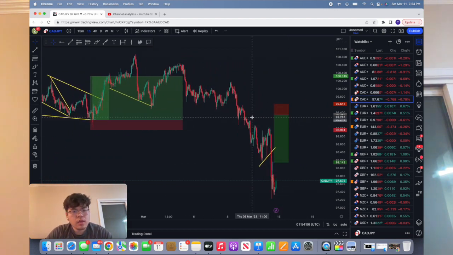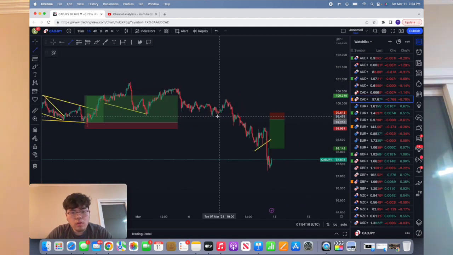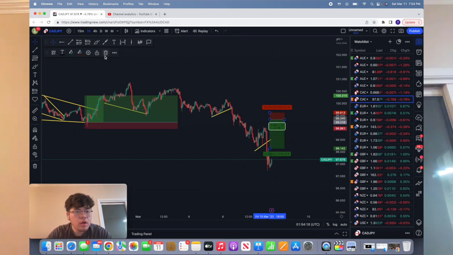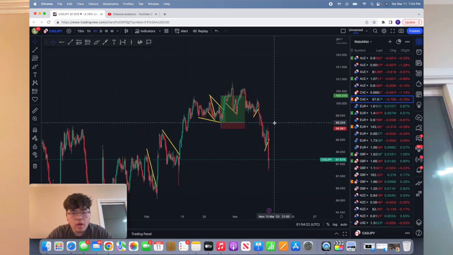CAD JPY, let's see if there's any commitment. We do see one commitment here, right? One drop, but that doesn't prove anything. Second drop, let's see if it creates more momentum to go to the downside.